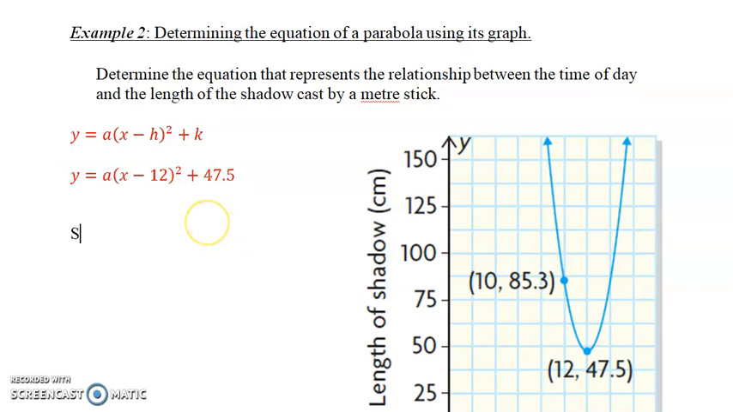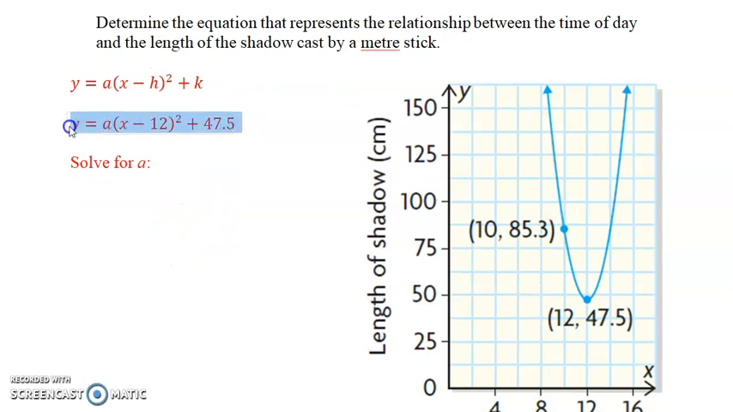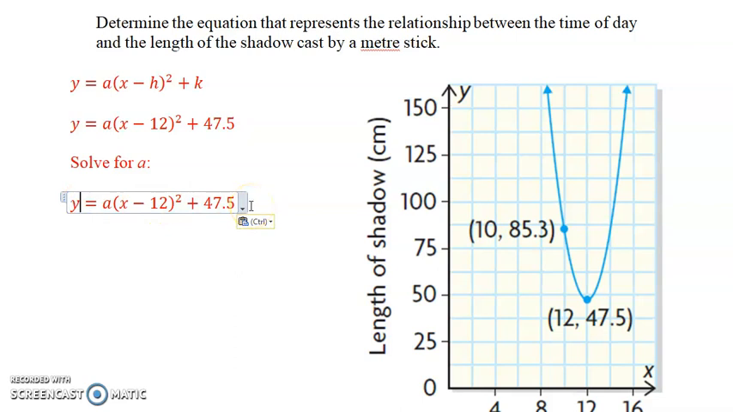So now we want to solve for A, because we don't know A. A is what's called a vertical stretch, but again, we're not going to really talk about that until we get into Pre-Cal 11, if you take that. But that's what's called a vertical stretch for transformations. All right? Anywho, right now we just need to solve for A. But in order to solve for A, we're going to need to know X and Y. So you can pick any other coordinate on your graph. So we've picked, given the information on the graph, 10 and 85.3.